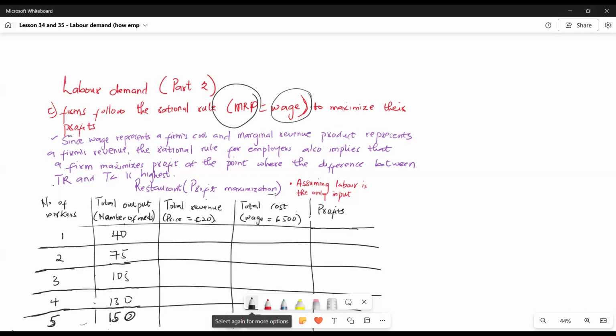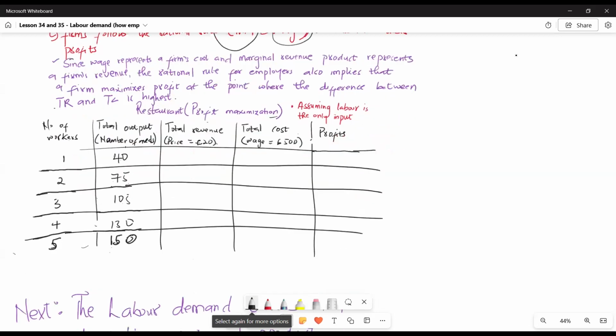Now let's look at this in detail using this example. We consider the example of a restaurant, and we have the number of workers, the total output, total revenue, total cost, and the profit. So we are going to use the information that we have here to calculate our total revenue, total cost, profit, and then find the optimal level of workers that a firm should hire.